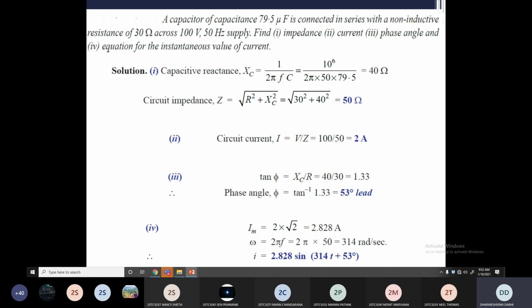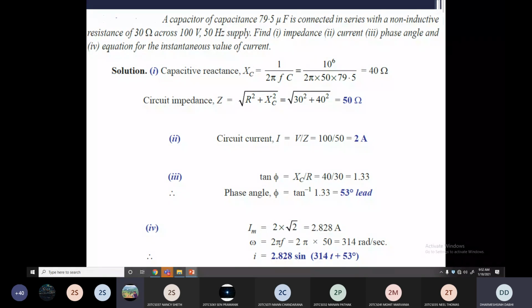Now omega is what? 2 pi f. So that is 314. So put in this equation i is equal to Im sin(omega t plus phi). So Im is 2.828, omega is 314, and phi that you already calculated, 53 leading. So it is plus 53. So the equation of instantaneous current, this one, is i is equal to 2.828 sin(314t plus 53 degree). Understand all of you? Clear this example?